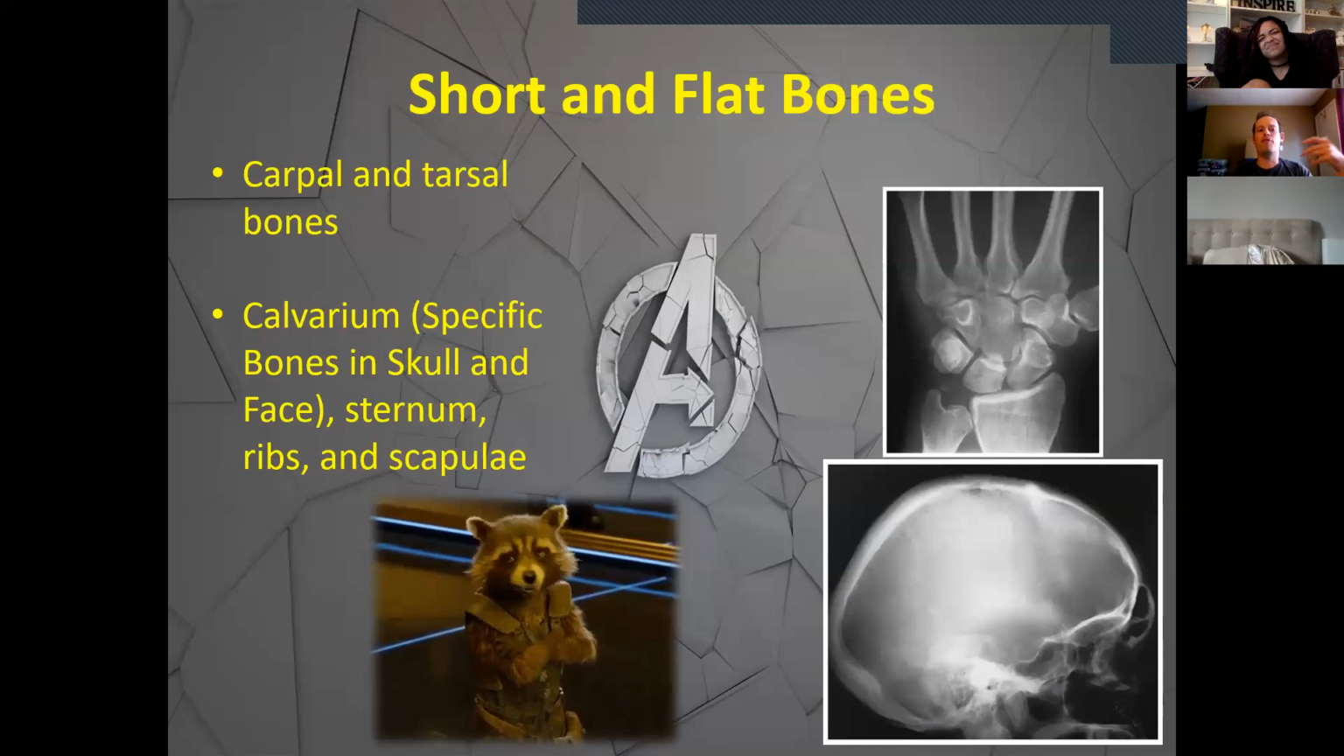And then we're going to talk about flat bones. When we talk about flat bones, that's referring to what's called the calvarium, which are specific bones in the skull and face, the sternum, the ribs, and the scapulae. They are called flat bones because they're just that. They are flat in their structure. Yes, the ribs are flat. A lot of people don't realize the ribs are quite flat in their structure. Thin as well, very thin. That's why they're so easy to break.